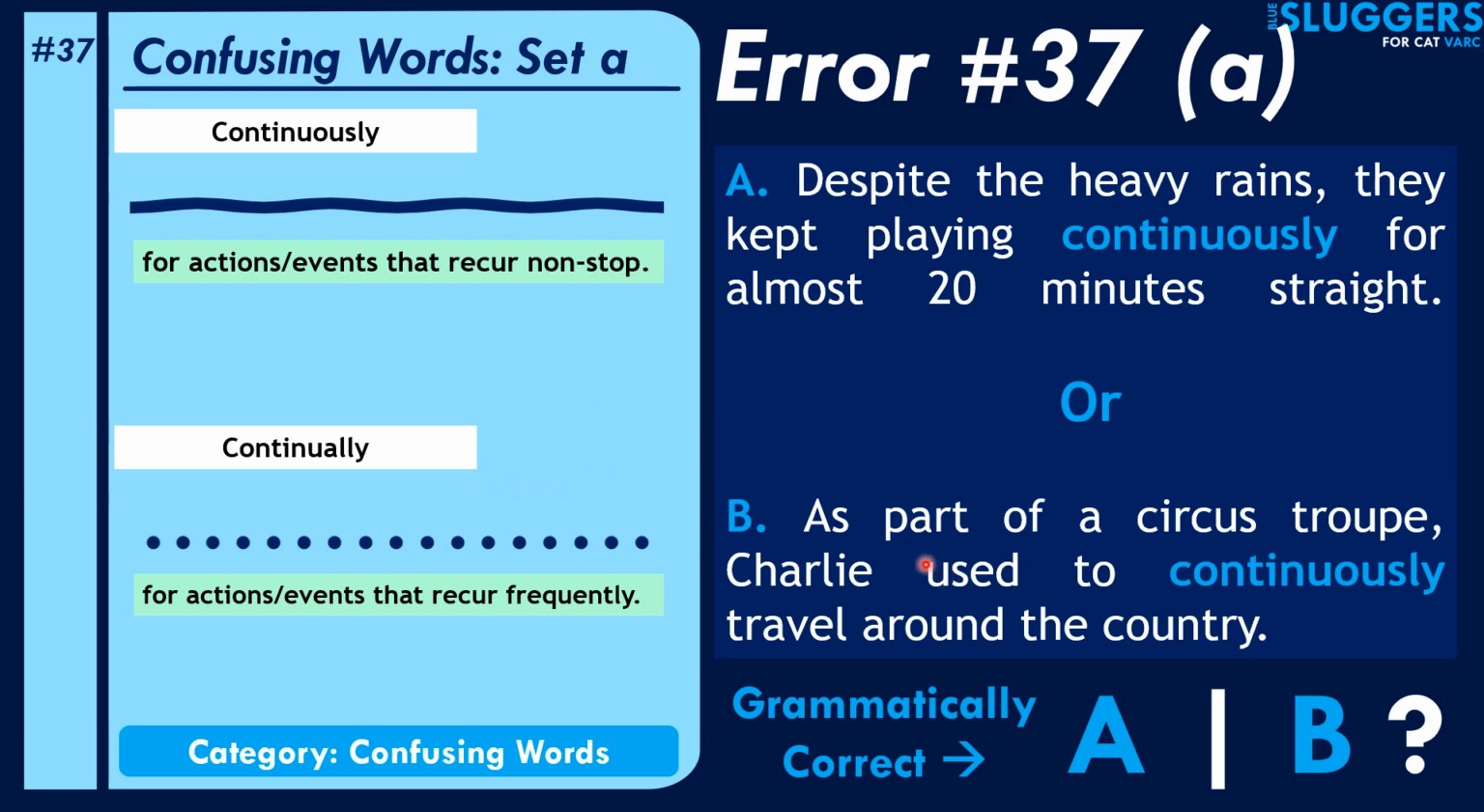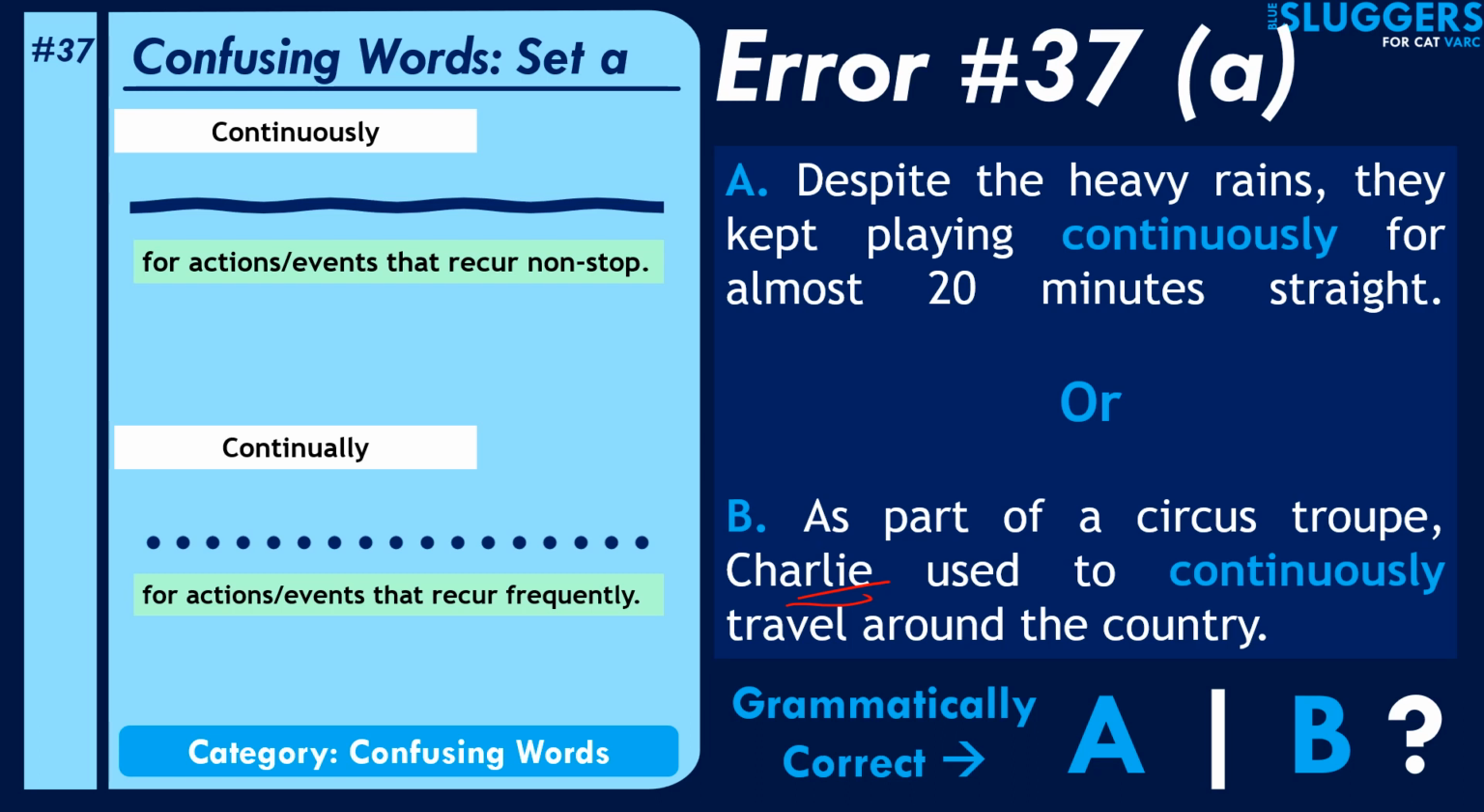Here is your sentence: as part of a circus troupe, Charlie used to continuously travel around the country. Wait, when you say continuously travel around the country, obviously there's a problem with that, right? Because this seems to imply that Charlie would be traveling continuously. So it means he was traveling all the circus? Like the one that was traveling was the circus itself? That they are continuously traveling, not resting.